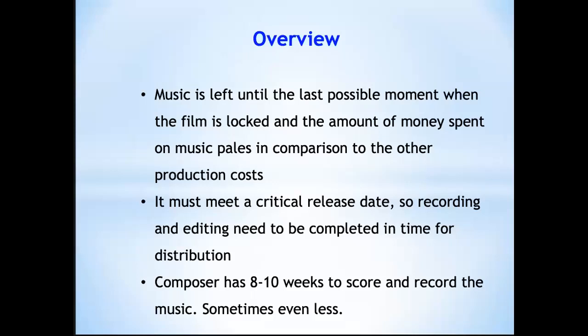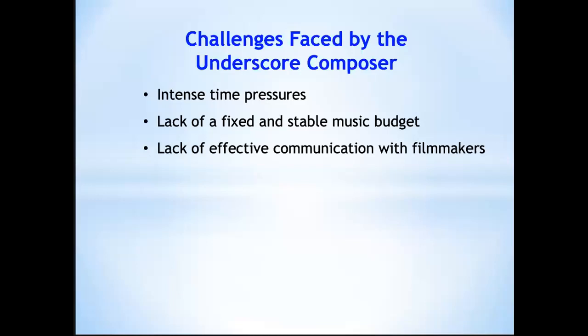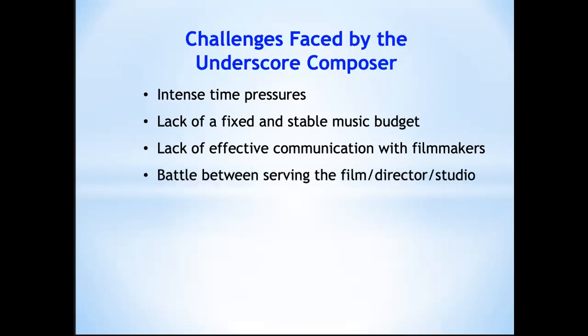The composer has usually 8 to 10 weeks to score and record the music, and sometimes even less. It's a short amount of time for a lot of underscore. The challenges faced by the underscore composer, and we're not talking about songwriters for movies, just the underscore composer: intense time pressures, lack of a fixed and stable music budget, lack of effective communication with the filmmakers. They don't always have that direct communication unless they're a superstar composer. The battle between serving the movie, serving the director, and serving the studio.